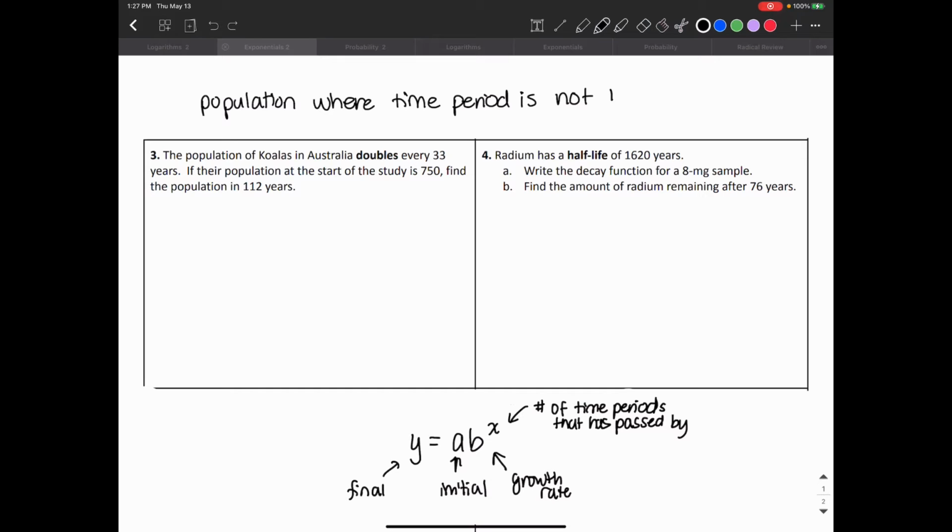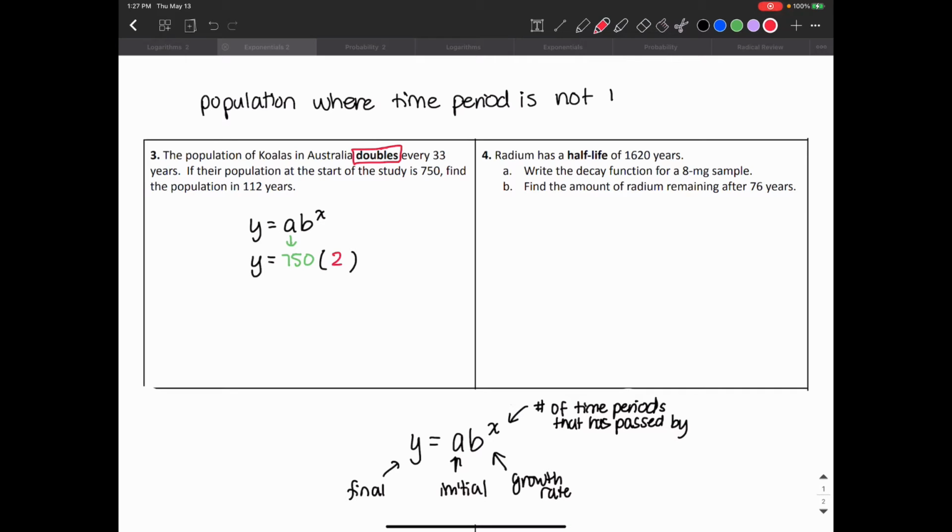For this problem, the population of koalas in Australia doubles every 33 years. I want to know if the population at the start of the study is 750, what's the population in 112 years? I'm using this formula, y is equal to a times b to the x power. I don't know what y is. I'm trying to figure out what the final population will be. I know the initial population is 750. I know my growth rate is 2 because I see the word doubles.